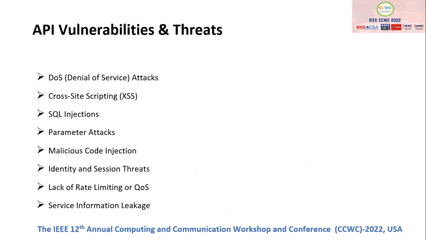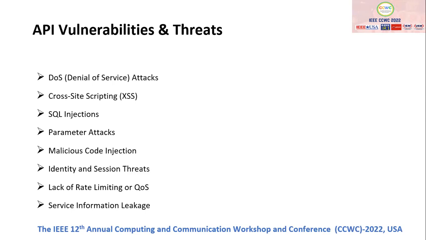As APIs open lots of scope, they come with lots of vulnerabilities and threats. First of all, we see denial of service attacks are very common in APIs. Cross-site scripting and SQL injection come through the API. Parameter attack: in an API we pass different parameters, and malicious code can be injected in those parameters. So it's a very common attack on APIs.